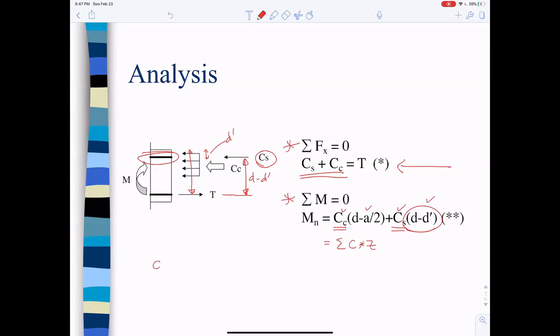And so you get C of concrete times Z of concrete, plus C of steel times d minus d prime. You know how to calculate C of concrete. You know how to calculate d minus a over 2 once you solve for a. d minus d prime is just a constant that will be given in the dimensions. And so the real tricky part of this problem is, what is the compression force in the compressive steel?